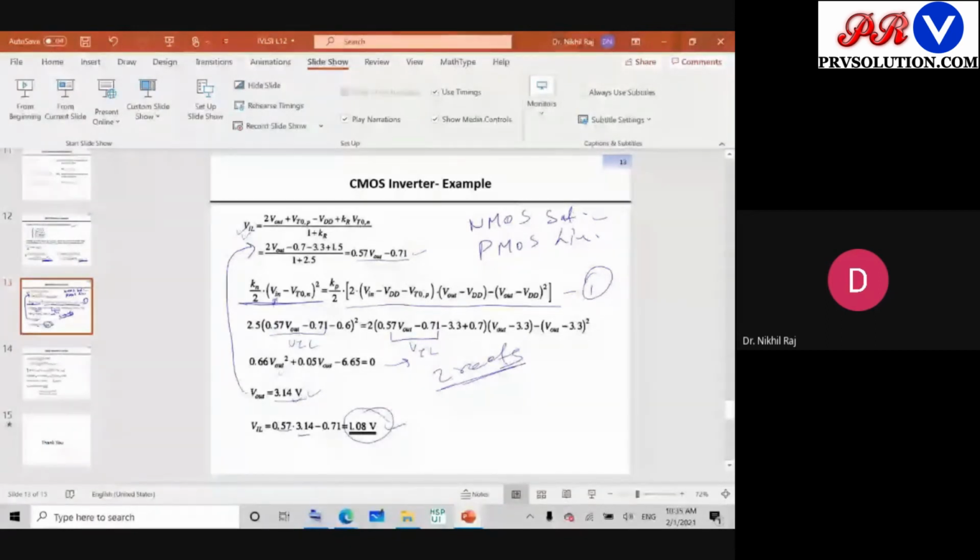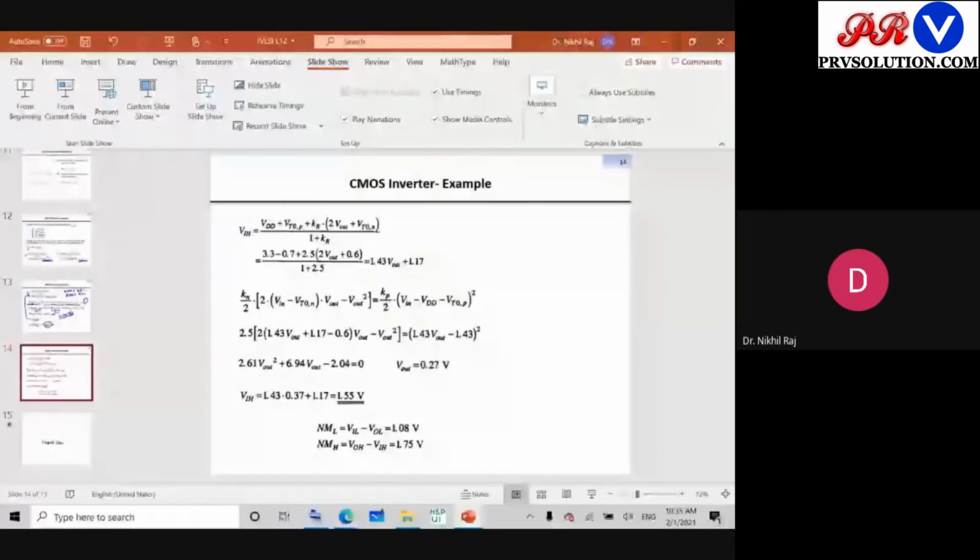Similarly, we'll calculate the VIH. For the case of VIH, the PMOS was in saturation and the NMOS was in the linear region. So just recall equation 1 in that case and substitute this VIH into the equation in place of Vin. Here Vin is substituted, and here in place of Vin again, Vin minus VDD. This complete expression is solved, and this will be the equation.